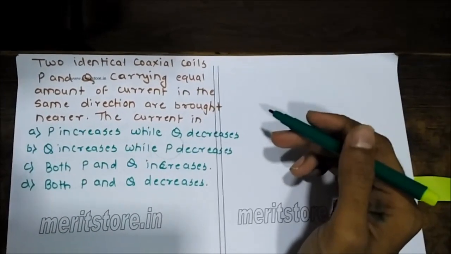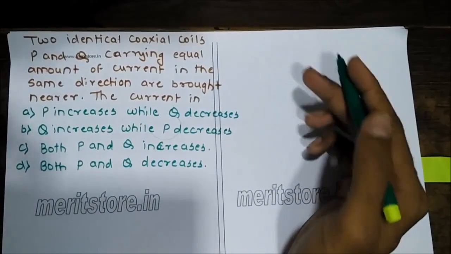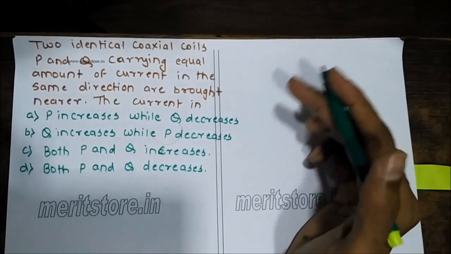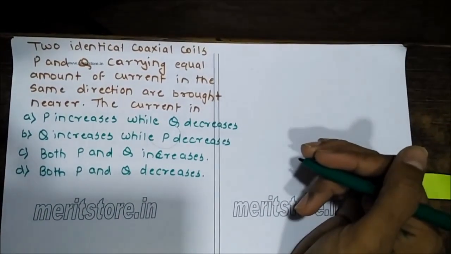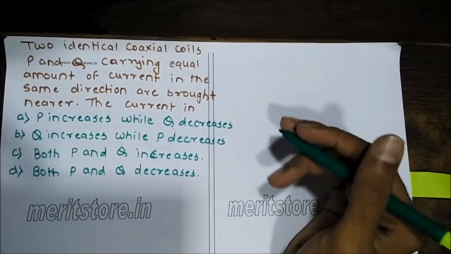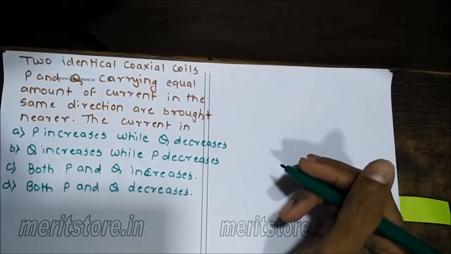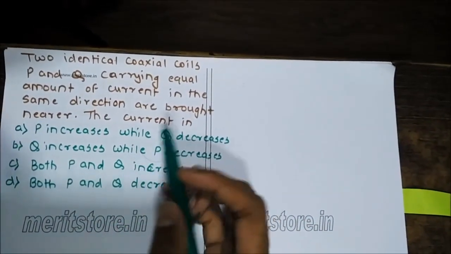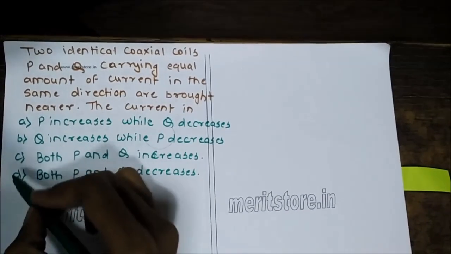Okay, so when such two coils P and Q are brought nearer, the magnetic flux linked with each of the coils will increase. As the magnetic flux increases, the induced current will try to decrease the flux, and hence the current in both P and Q will go on decreasing when both of the coils are brought nearer to each other. So the correct option here is D, that the current in both the P and Q coils will decrease.